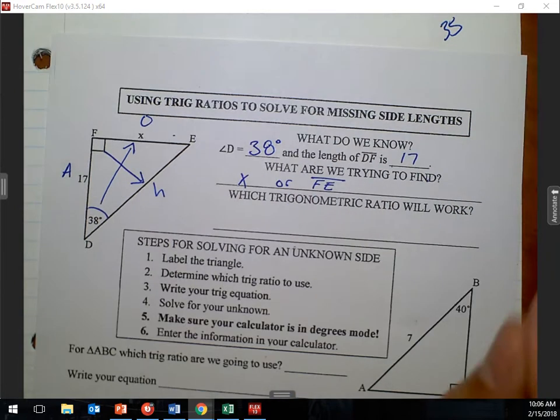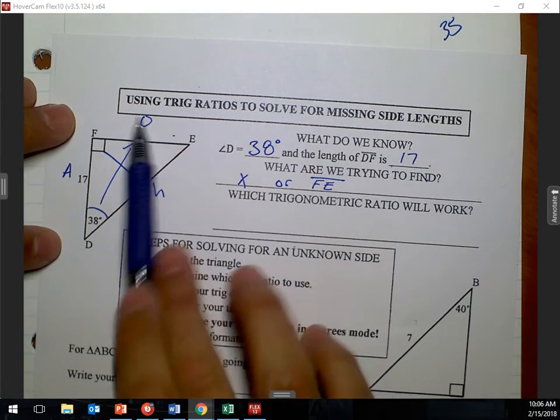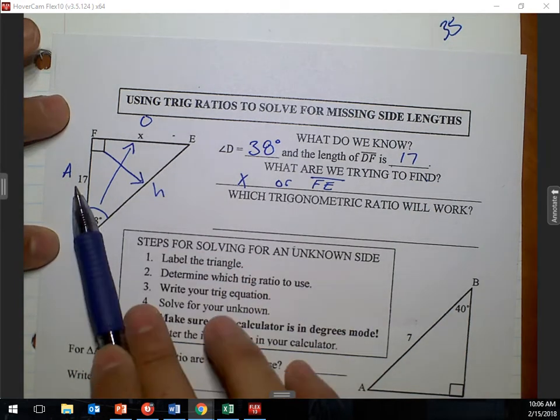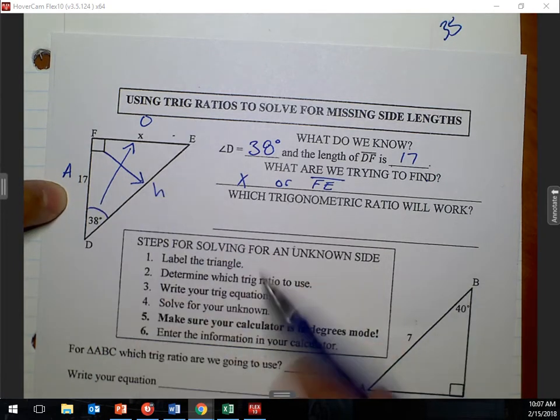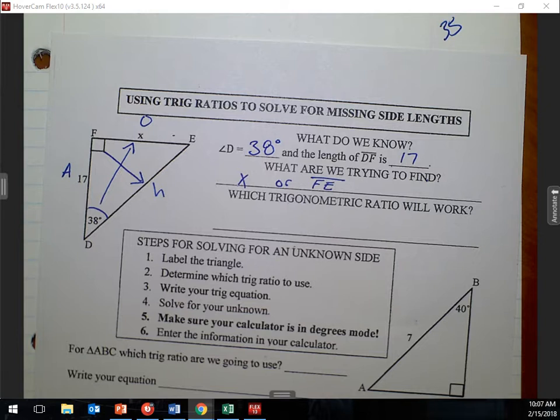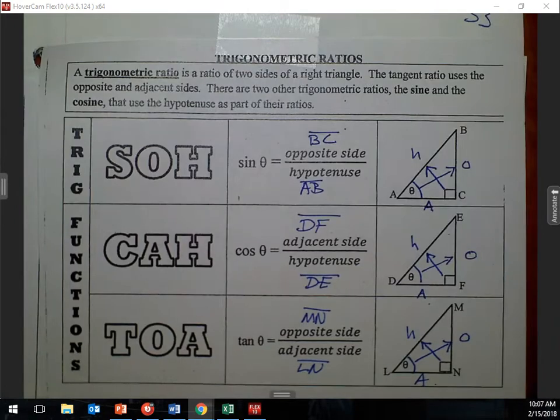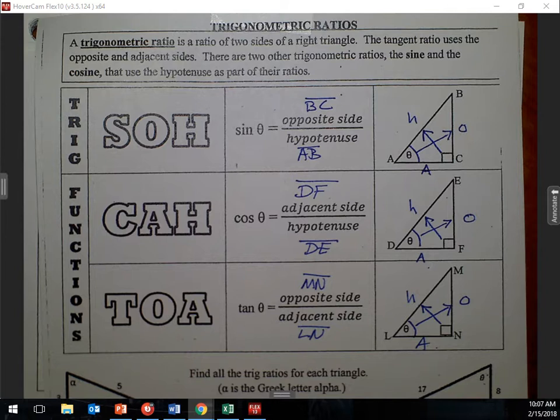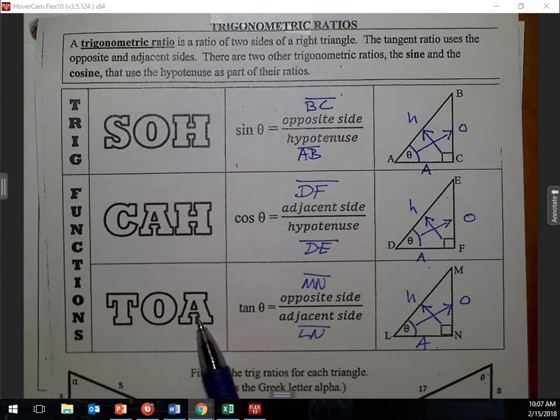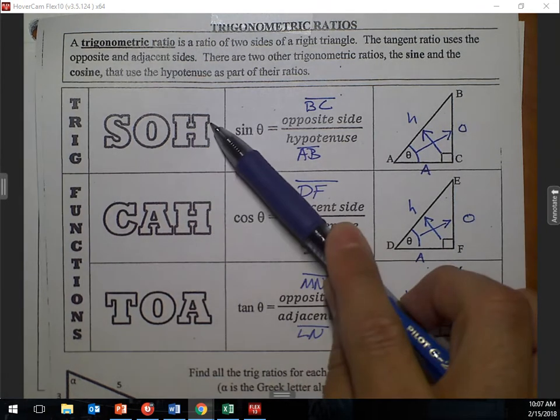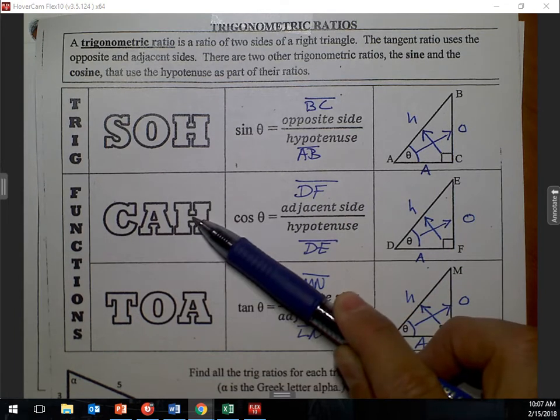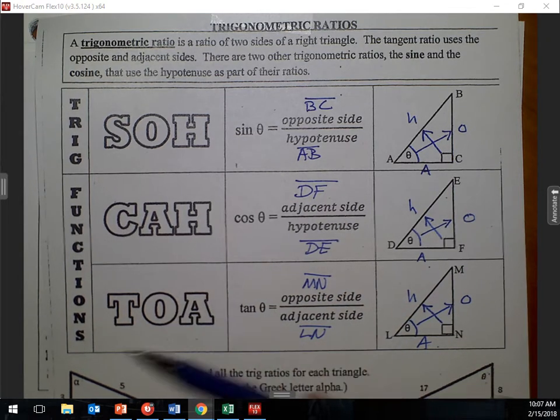Now, I have to look at what's given to me and what it's asking for. It's asking for the opposite, and it's given me the adjacent. So I know I have to have opposite and adjacent in my ratio. I'm going to flip the page back. Which one is opposite and adjacent? It's going to be tangent, right? Tangent is the only one that uses opposite and adjacent. This one uses opposite and hypotenuse. This one uses adjacent and hypotenuse. This one uses opposite and adjacent. So this is going to be a tangent problem.